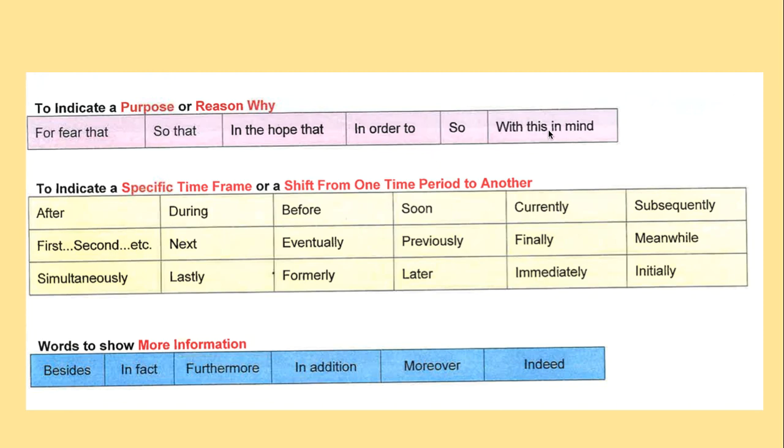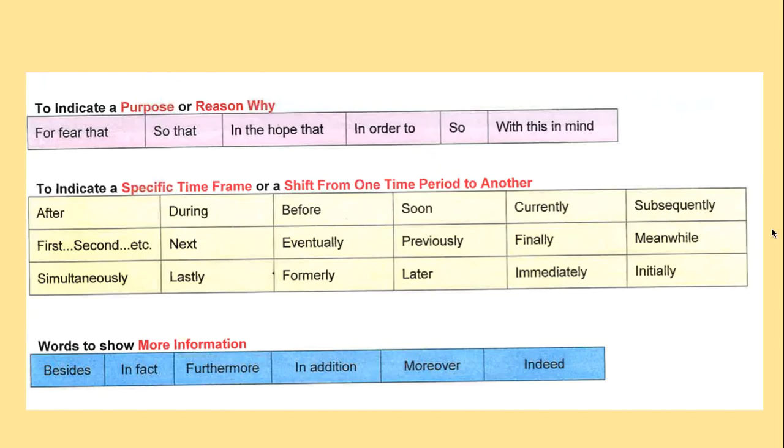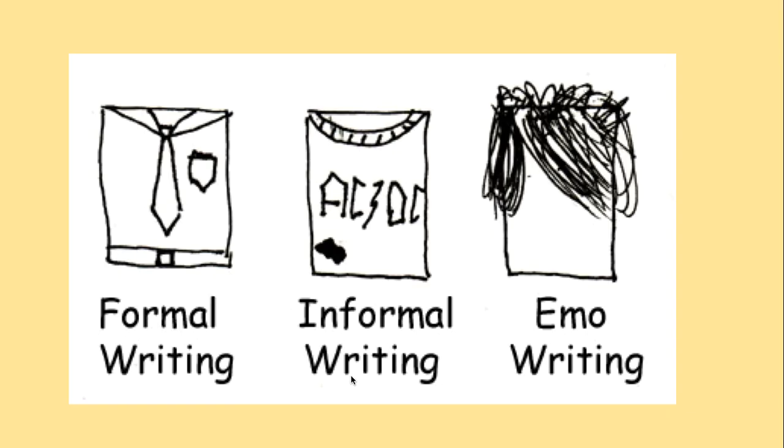To indicate a purpose or reason why. So with this in mind, in order to indicate a specific time frame or a shift, a transition from one time period to another: simultaneously, first, second, eventually, currently, subsequently, which is a synonym for consequently. And if you want to show more information, furthermore, in addition. Just a small selection.